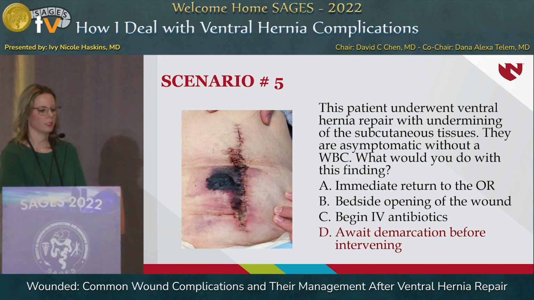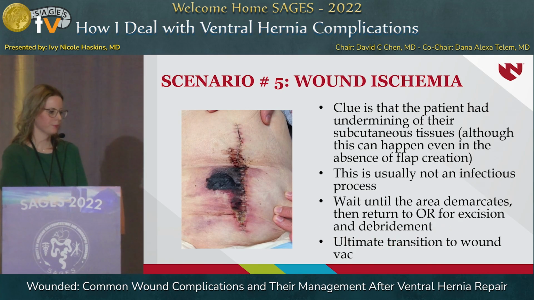The answer is D, await demarcation before intervening. There's 2 clues here. The first is that this patient underwent undermining of their subcutaneous tissues, so the vascular supply was likely interrupted, and the patient did not have an elevated white blood cell count. Wound ischemia is typically not an infectious process.